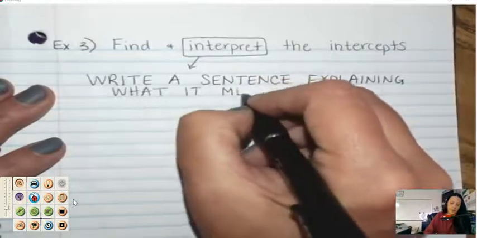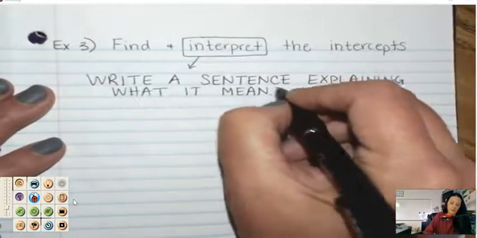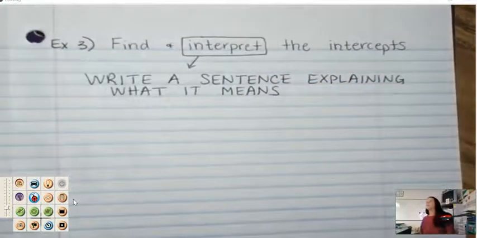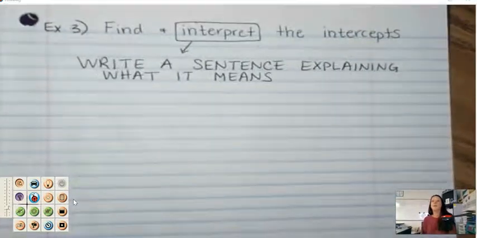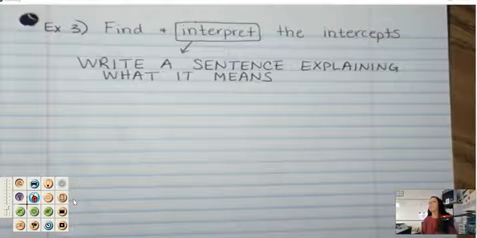Like I usually say, if you have to dumb down what you're talking about to somebody who has no idea what we're doing. So if you have to tell somebody what the x-intercept means, because it's going to be a word problem, I want you to write a sentence explaining it to somebody who has no idea what's going on. What does that x-intercept mean? And then what does that y-intercept mean?